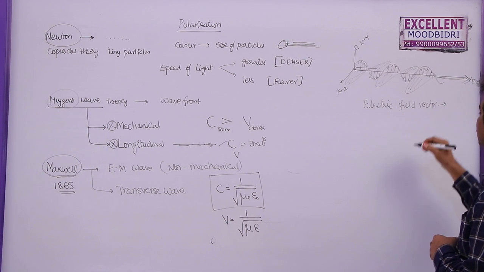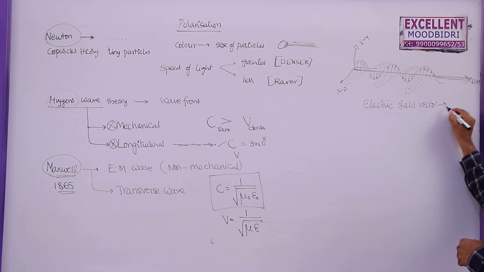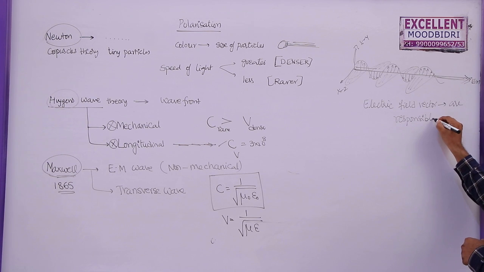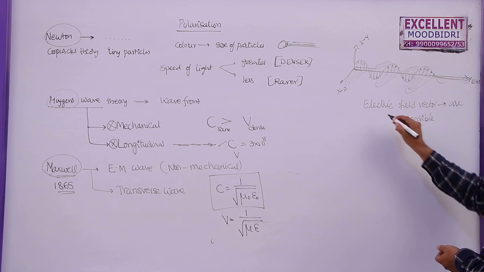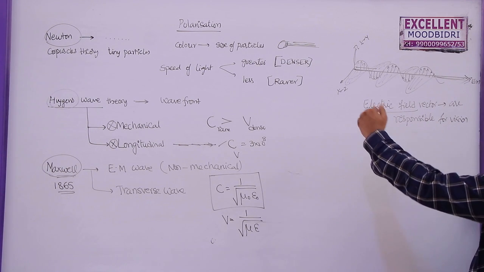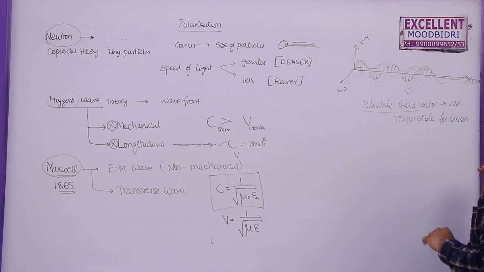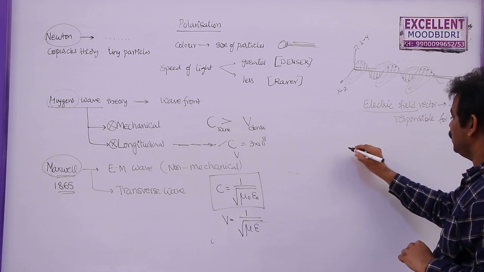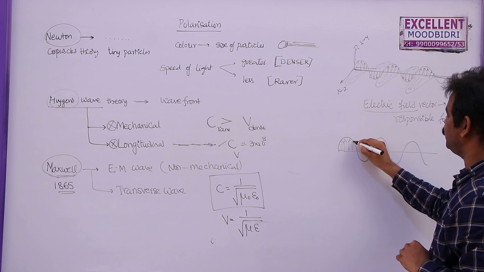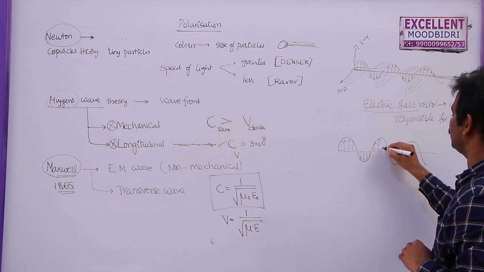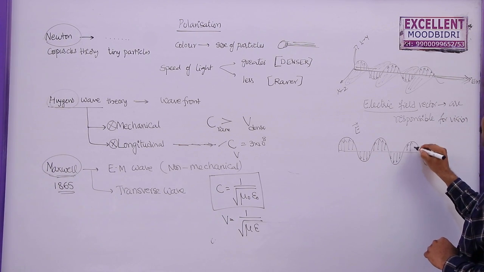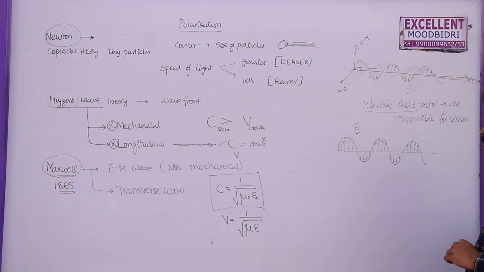Now the electric field vectors of a light are responsible for vision, and also responsible for the effect shown by the light. The magnetic field vector is responsible only for the propagation of light. That's why, while representing light, we represent only the electric field vector. So then it is a pure transverse wave. If you represent only E bar of the electromagnetic wave, then it appears as a pure transverse wave.